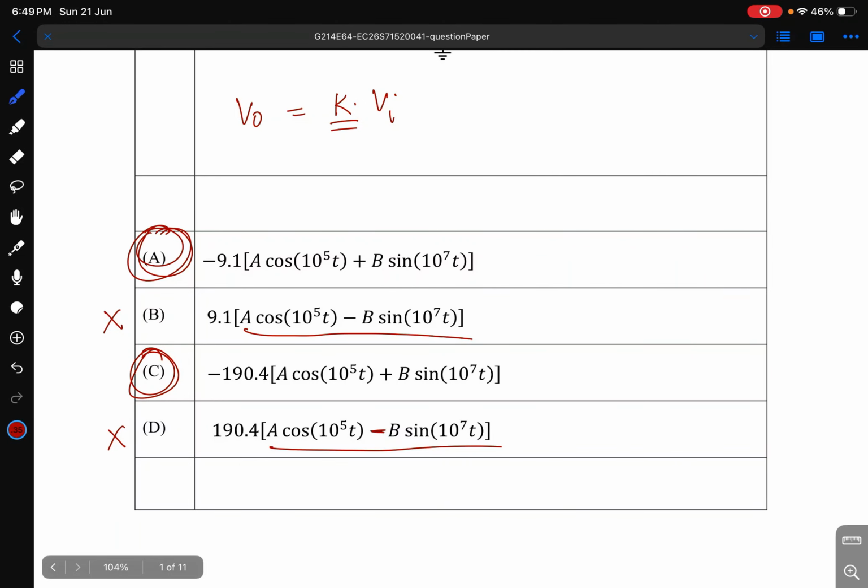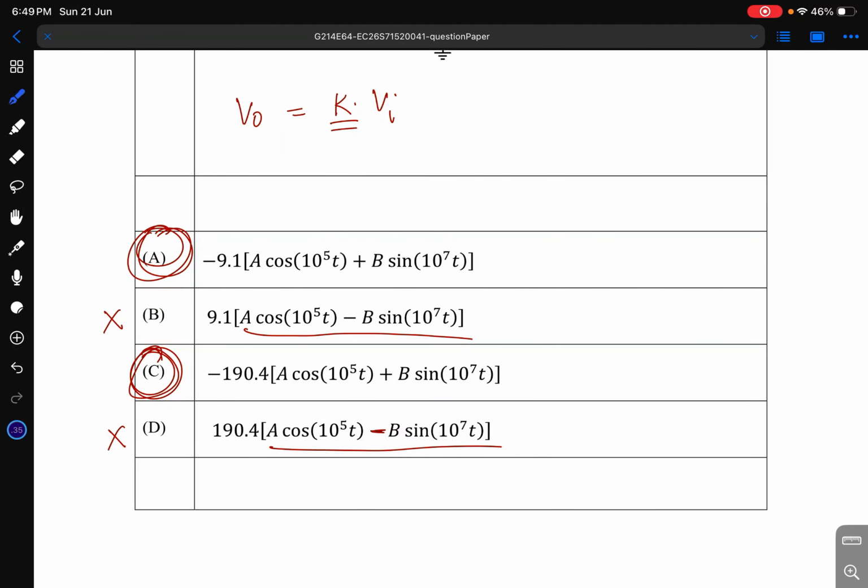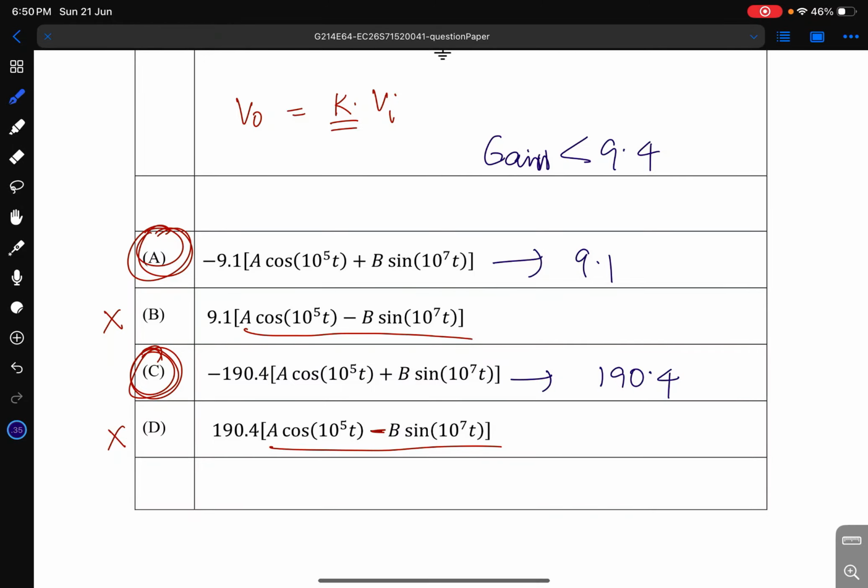So out of option A and option C, you can see that option A has a gain of 9.1 and C has a gain of 190.4. And because of early effect, the gain has to be less than 9.4. So you can clearly see option A is the correct one. In option C, the gain is increasing, which is not possible.